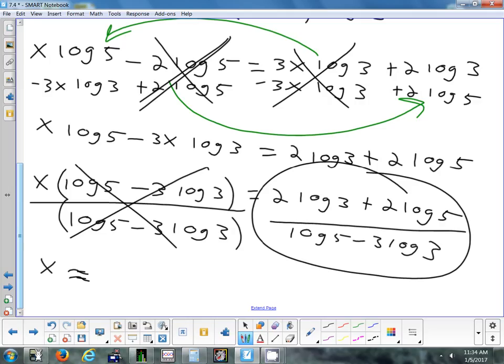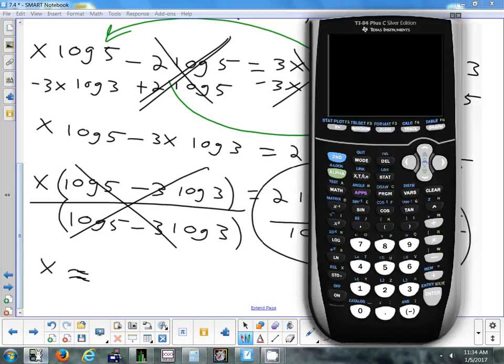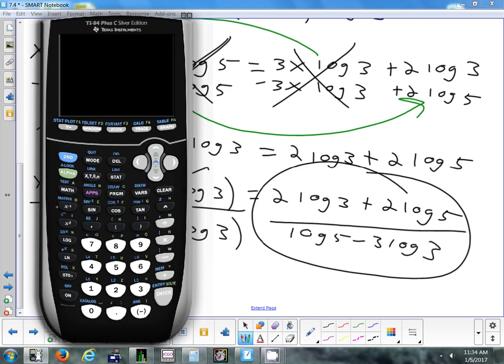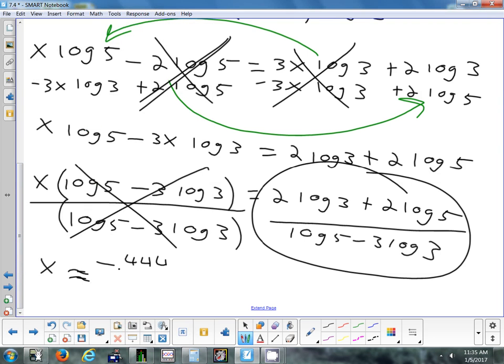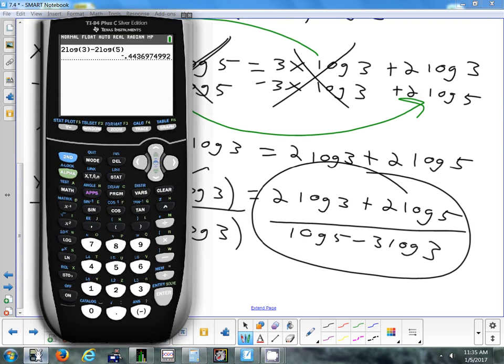I generally don't like to type the whole thing in at once because I usually make a mistake trying to type that much in. But what I'll do is I'll do the top first, and then I'll do the bottom. So we've got 2 log 3 minus 2 log 5. Okay, so the top is -0.444. Okay, let's round it to that. Okay, and the bottom is log 5 minus 3 log 3. Okay, that's about -0.732.